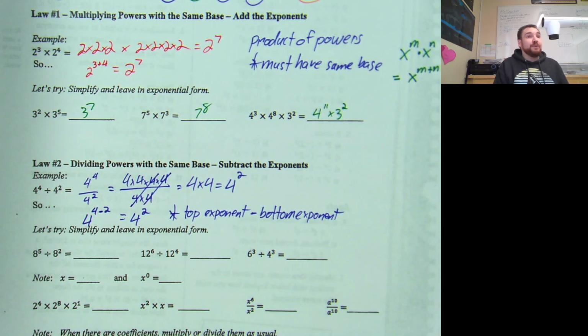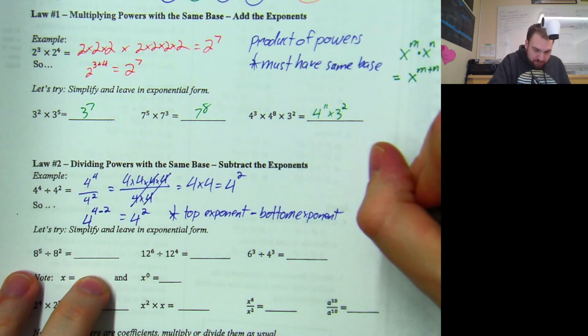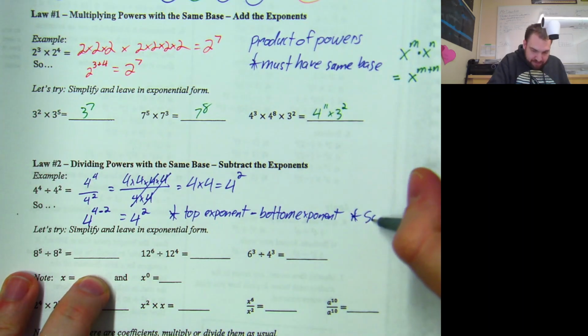It doesn't matter if that gives you a negative number. I'll show you how to deal with negative exponents later. It's always top minus bottom. And again, you also have to have the same base here, just like before, we need the same base.